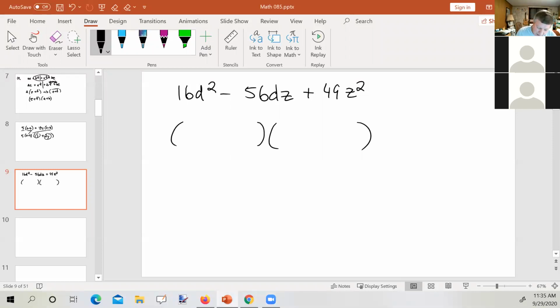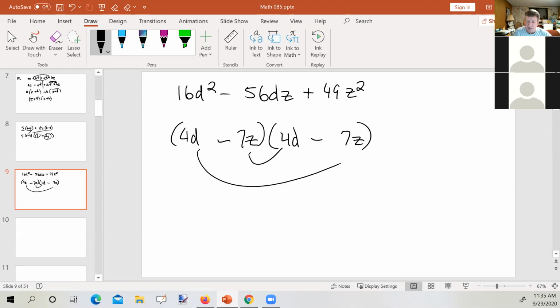16d squared would have to be 4d and 4d. 49z squared would be 7z and 7z. But the middle term is negative 56dz, so I need to have a subtraction sign. This is going to give me negative 28dz, another negative 28dz, which will add up to negative 56dz, excuse me. So there's the answer. Or you could write it 4d minus 7z, that quantity squared. All righty.